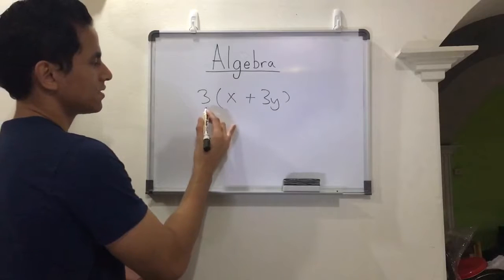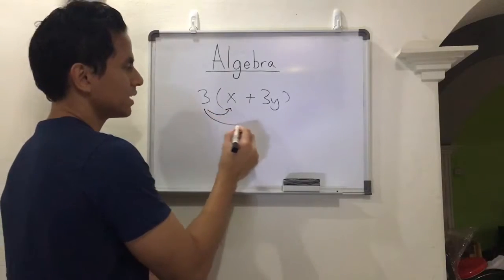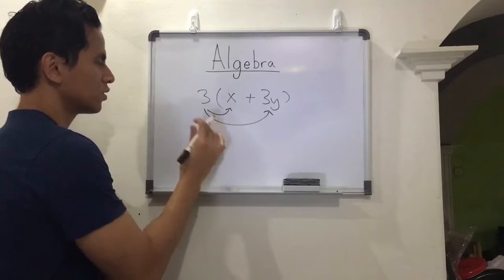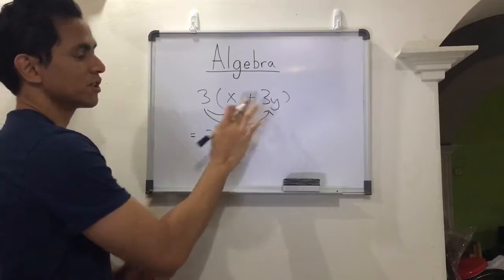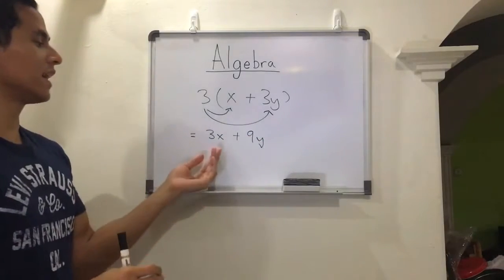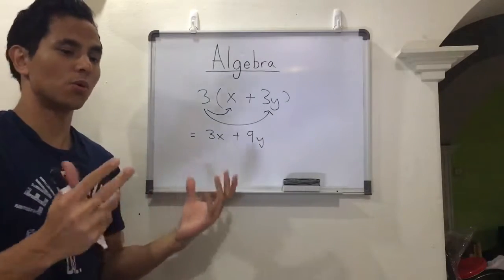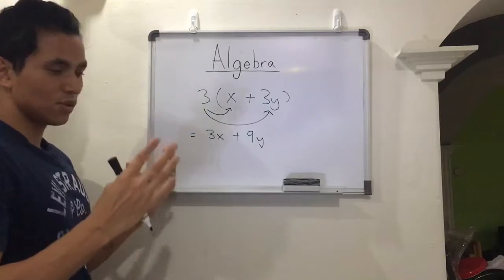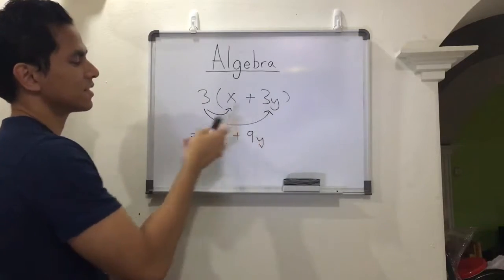In questions like this, we have to take the 3 multiplied by the x and the 3 multiplied by the 3y. So this will give us 3 multiplied by x giving us 3x, and 3 multiplied by 3y gives us 9y. Then we look at this again. We have removed the brackets. Can we simplify any further? No. So we are done with our expansion and we can just stop here. We have successfully expanded this question and this is the final answer.